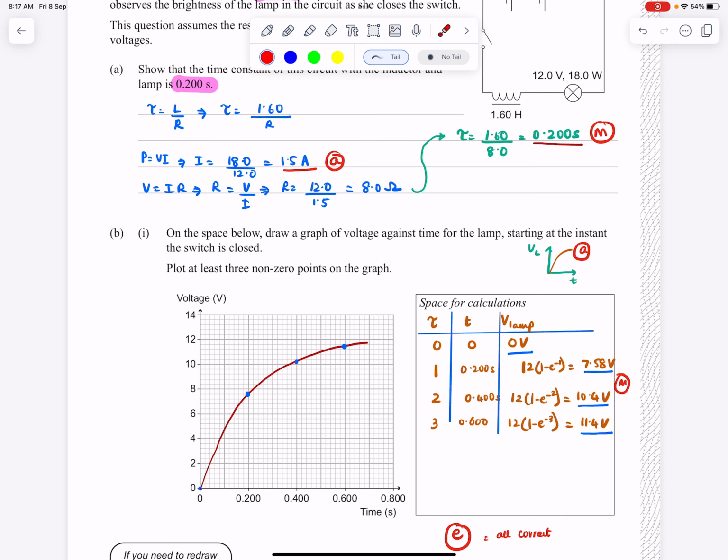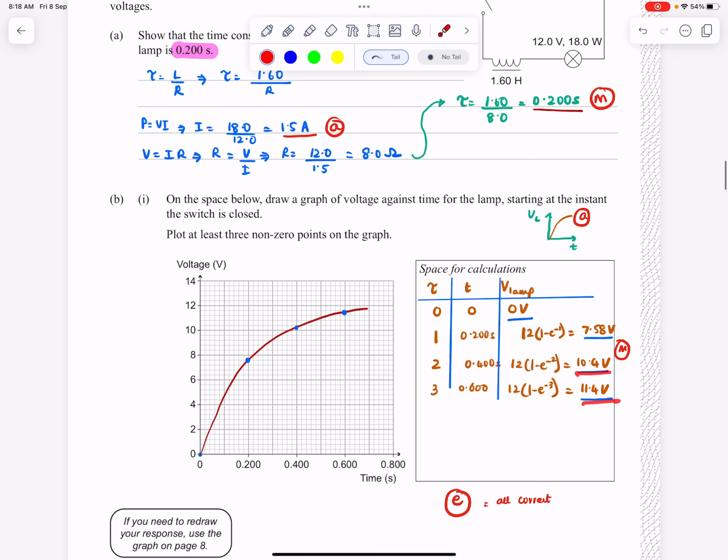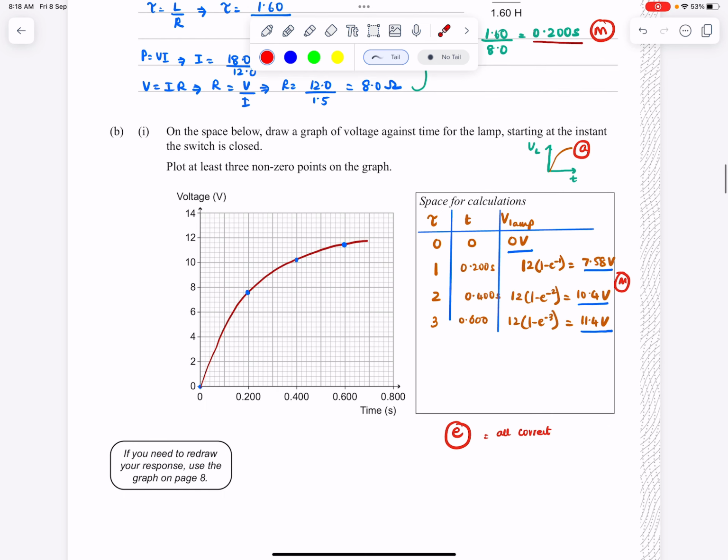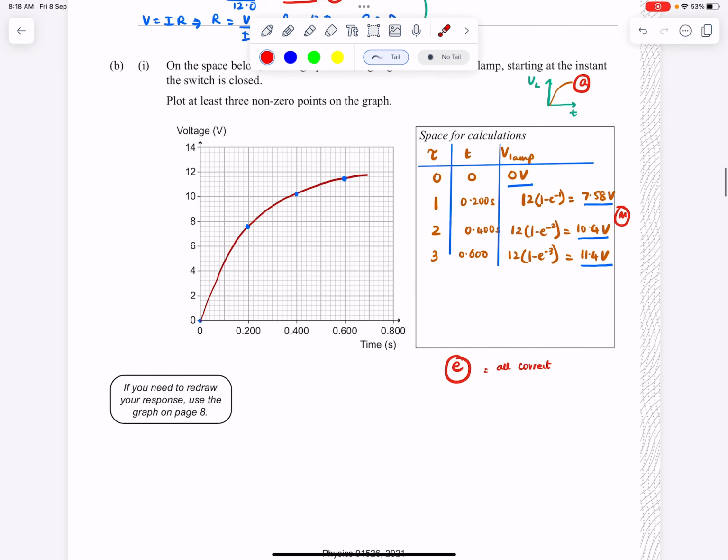And now, before I started doing it, I did this little sketch to tell me what the shape of the graph should be, because it's an increasing voltage. So after one time constant, it's 12 times 1 minus e to the power of -1. This is the easiest way of doing it. You get 7.58. Similarly, you get all your other values for time constant. Make sure you plot your points correctly and you get a smooth curve joining it. If you have everything right, you get your excellence.